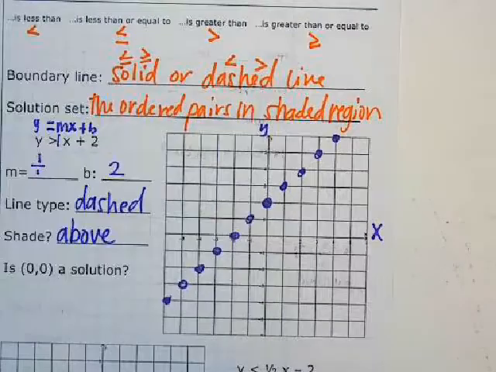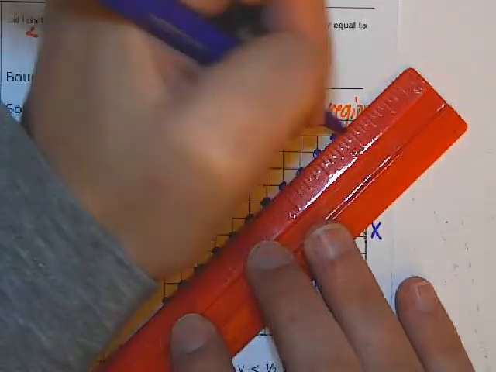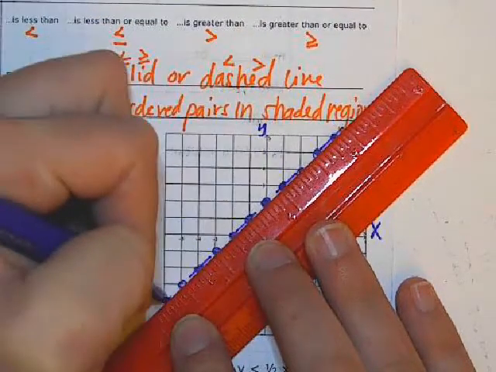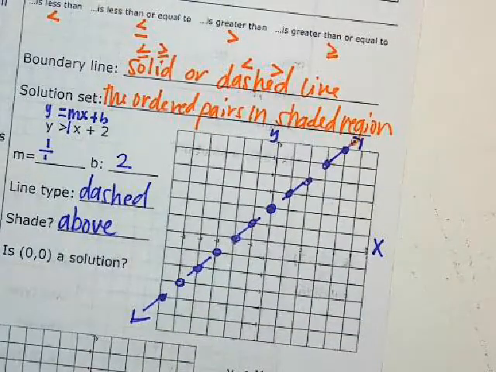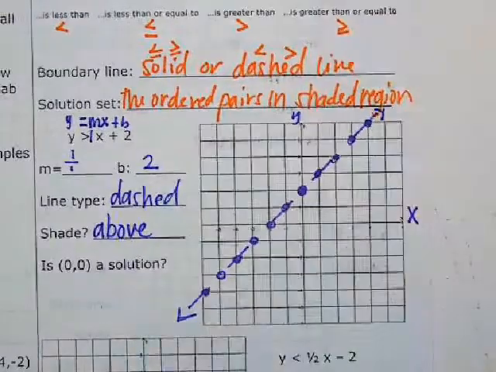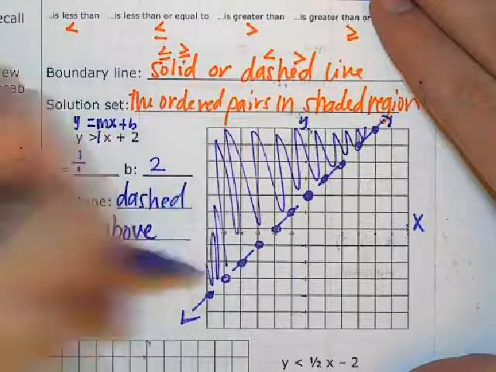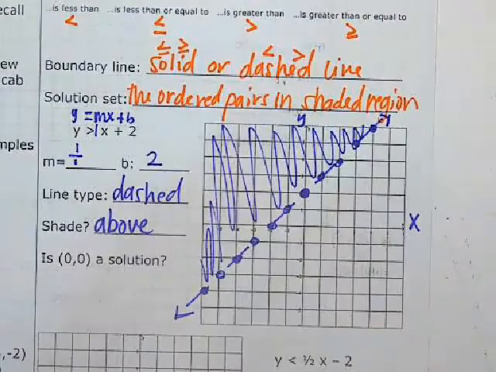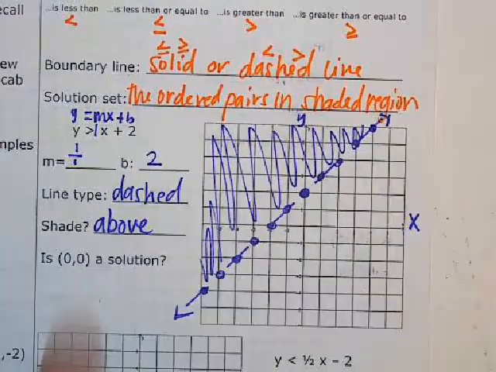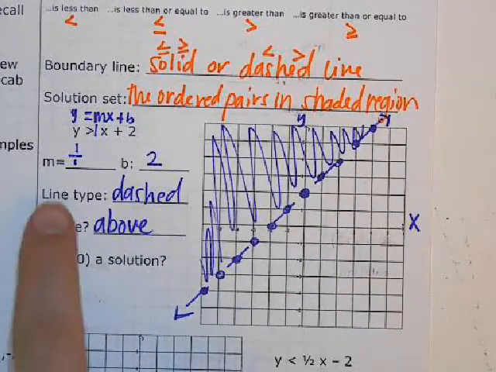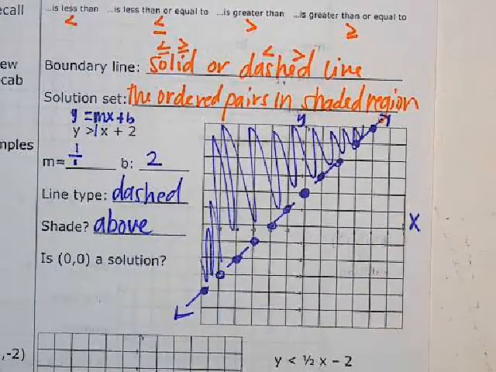What type of line? Dashed. Okay, so make sure you draw a dashed line. Which way do we shade? Above. This is actually pretty easy, though. It's not too bad of a concept. You should know how to do all of it except for the line type, the shade, and if it's a solution. Is 0, 0 a solution?